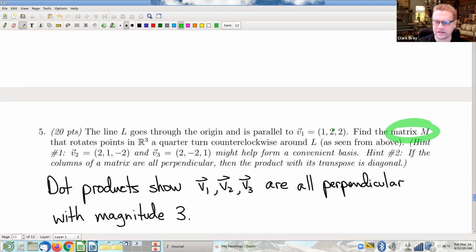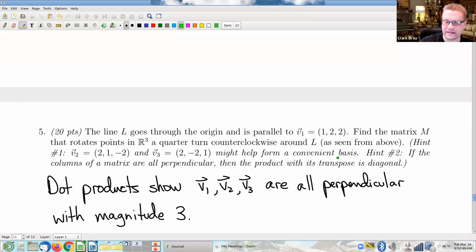So first observation, we look at hint number 1, and it suggests these two vectors that might help. That's code for these are going to be really useful. The question would have been too hard without these being given. So there we go. And now what we do with them is up to us, though. Seems like a natural choice. In fact, the hint even says might form a convenient basis.